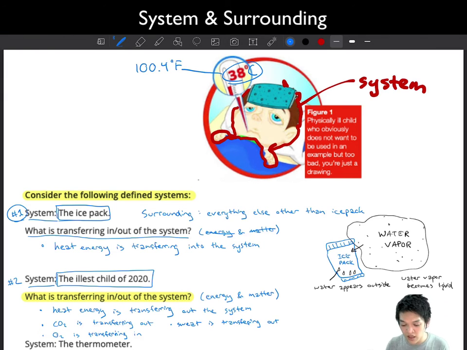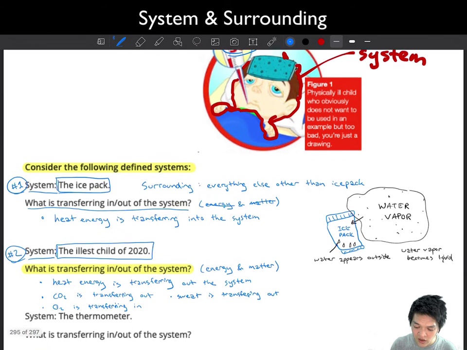Because this kid is 100.4 degrees Fahrenheit, this kid must be sweating too. So he's losing a little bit of mass to the environment through sweat. Okay, so that's if the system was the kid. We have one last example.